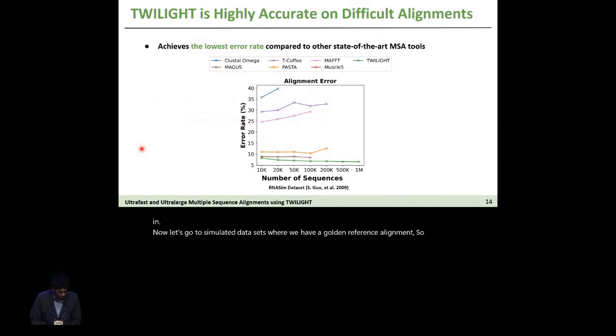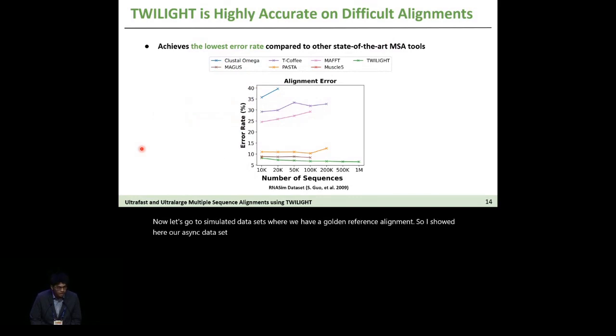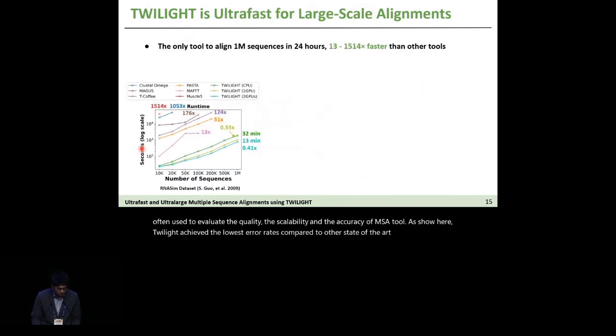As shown here, our RNA-Sim data set is a challenging data set that has at most 1 million sequences, and it is often used to evaluate the quality, the scalability and the accuracy of MSA tools. As shown here, TWILIGHT achieved the lowest error rates compared to other state-of-the-art MSA tools.